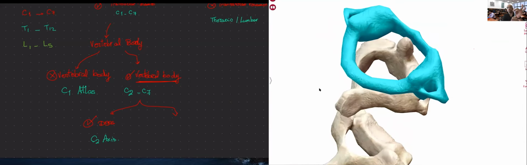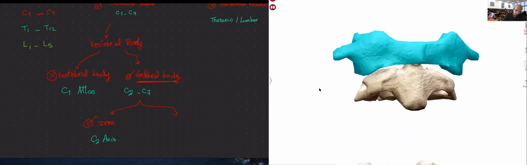So it's like, this is my atlas, this is my axis. I'm rotating around the axis, around the dens of the axis. All right, so atlas can rotate like this around the axis created by the dens of the C2 or axis. That's why we call the axis axis.